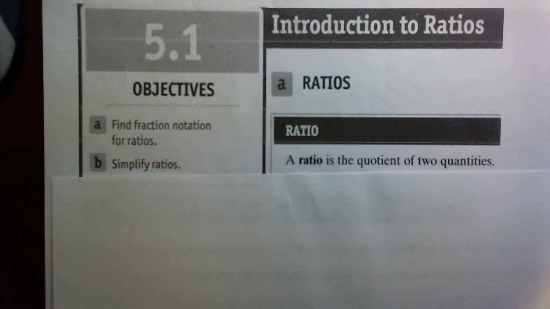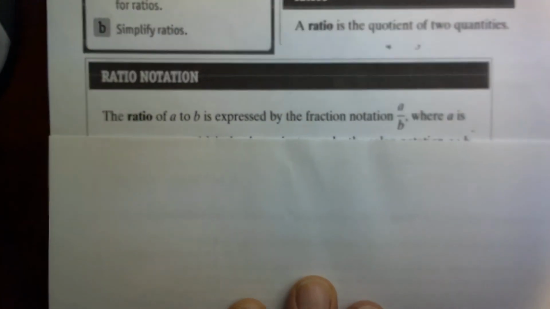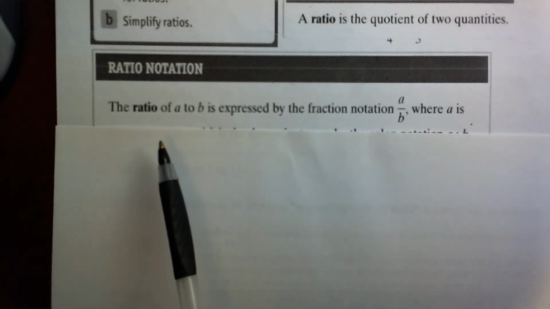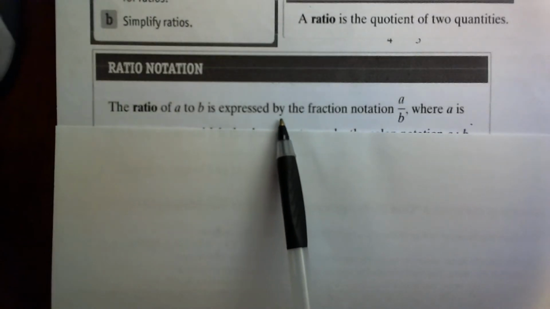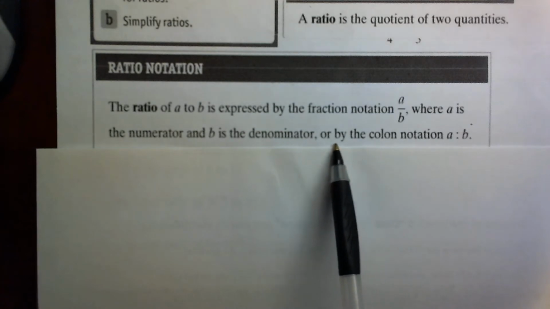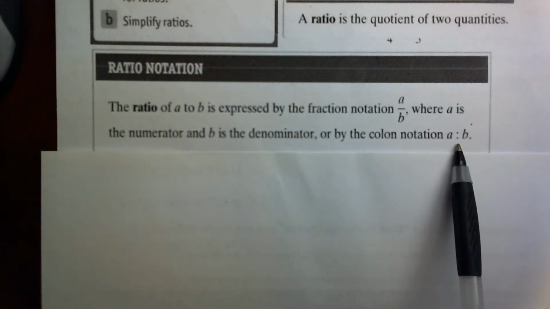So first of all, let's define what a ratio is. A ratio is simply the quotient of two quantities. Very simple definition. And so there are two notations for ratios. We say the ratio of A to B is expressed by the fraction notation A divided by B, where A is the numerator and B is the denominator, or by the colon notation, A to B. That's how this is read, A to B, when we have the colon there.